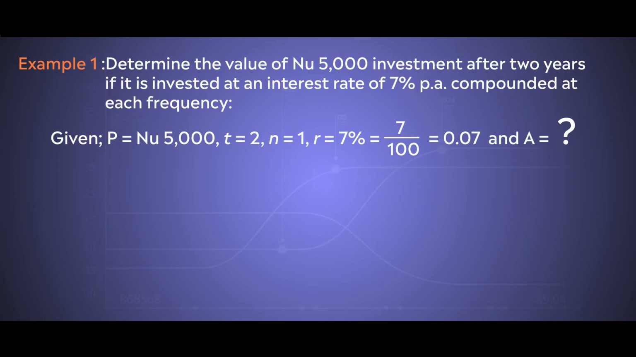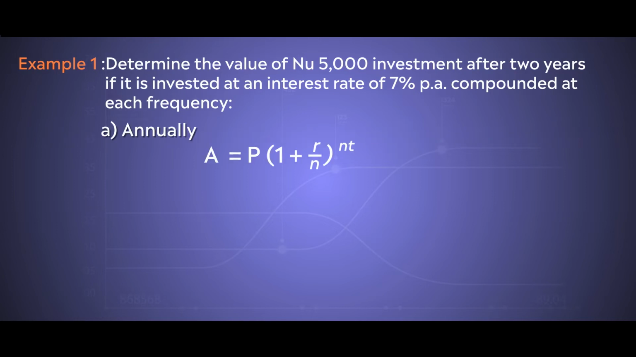Given principal P is equal to 5000. Time period is 2 years. N, since it is the first, annually, so N is equal to 1. And rate is given as 7%. That 7%, if you convert it to decimal, comes to 0.07. And you have to find the amount. What is A? Amount is given by principal times 1 plus R over N, raised to NT.